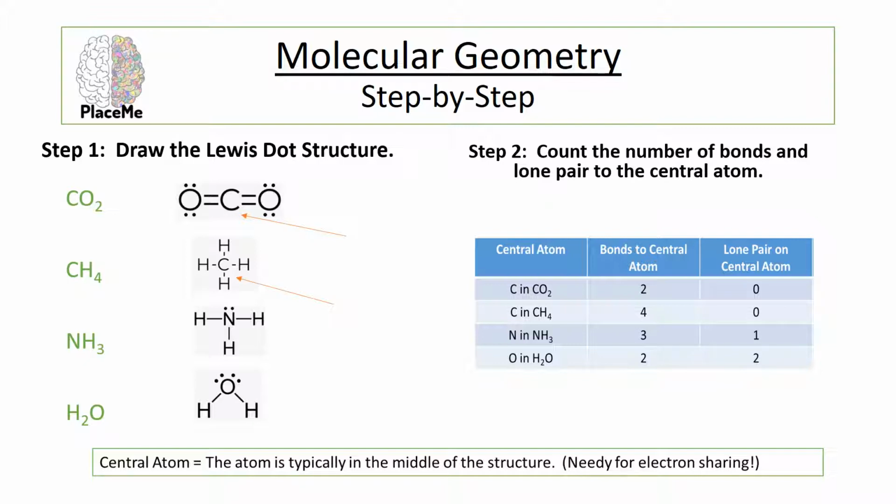And let's take a look at our next possibility, which is ammonia, or NH3. Nitrogen is the central atom, and in this example, there is a lone pair on that central atom. So nitrogen has 3 single bonds to hydrogen, and 1 lone pair. So 3 bonds to the central atom and 1 lone pair on nitrogen. And finally, let's take a look at water. For H2O, oxygen is the central atom, and it has 2 single bonds to hydrogen, and it has 2 sets of lone pairs. So for oxygen, we're going to have 2 bonds to the central atom and 2 lone pairs.